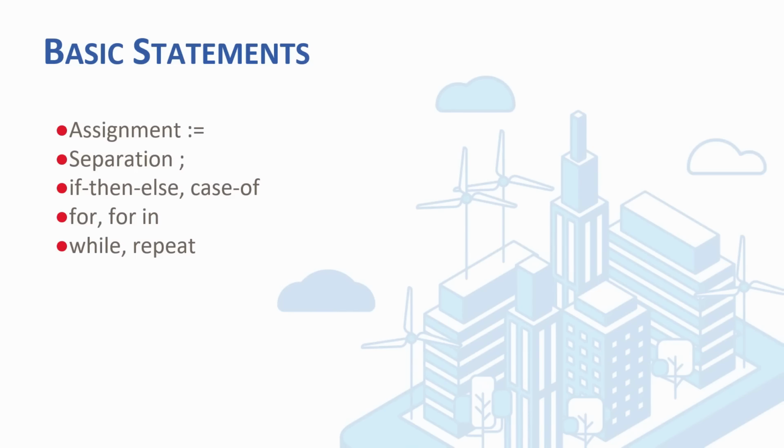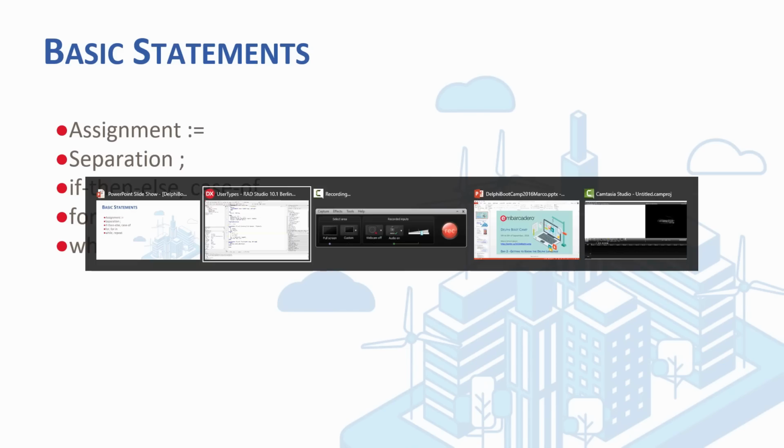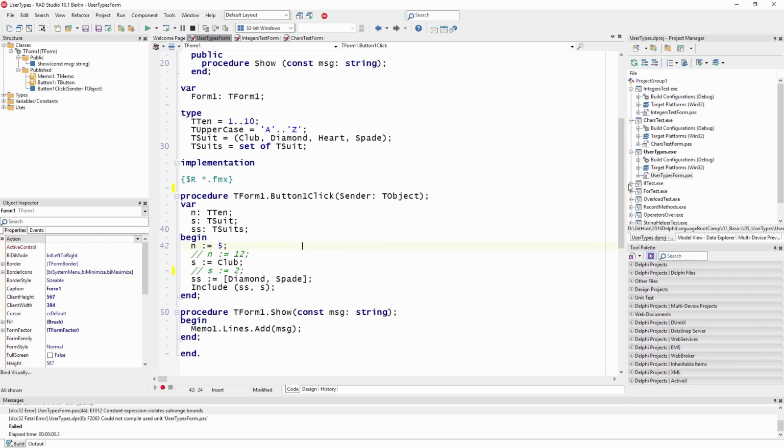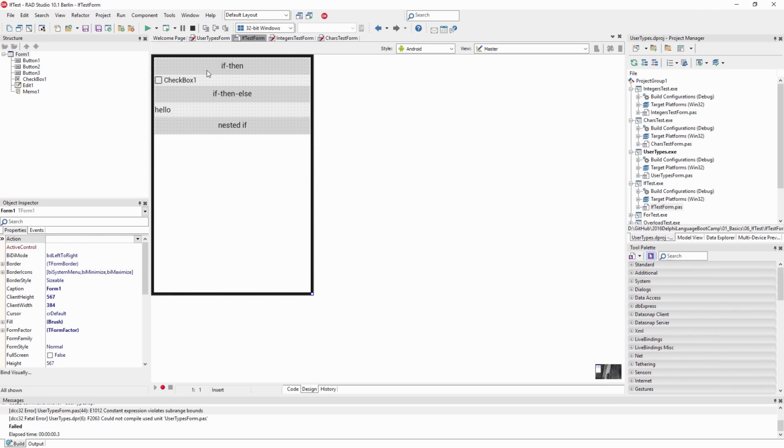There are if then else statements. There are case of statements with multiple branches. There are for loops, traditional for loops, as we've seen. There is also a for in loop, kind of a for each in other languages. And there are while and repeat loops that I'm not even going to show with specific demos. So let's just look at the code shortly.